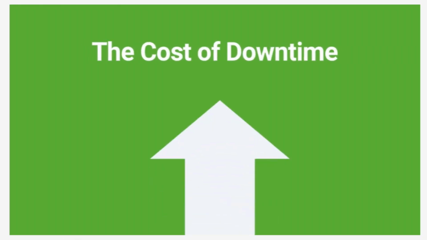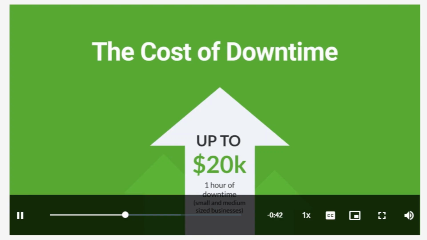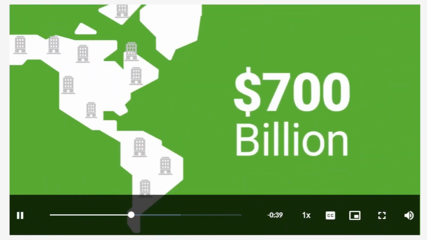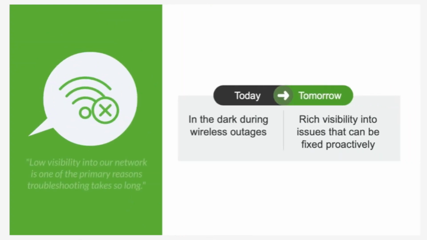In terms of money, it can cost up to $20,000 for an hour of downtime. And annually, IT downtime costs North American businesses almost $700 billion. And that's mostly due to loss of employee productivity. But the survey participants also stated that low visibility into their network is one of the primary reasons why troubleshooting takes so long. These are the problems that network assurance solutions aim to solve.